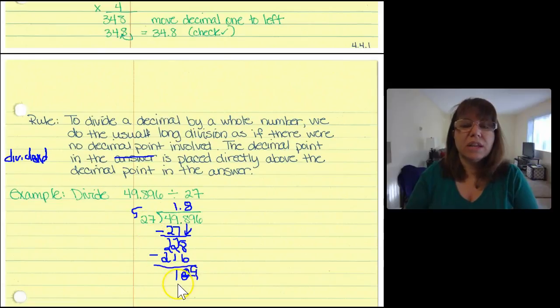Okay. 27 goes into 129. Let's try 5 times. 5 times 7 is 35. That would be too much because 5 times 2 is 10 plus 3 is 13. That's too much, so it's got to be 4. 4 times 7 is 28. Carry the 2. 4 times 2 is 8 plus 2 is 10. 9 minus 8 is 1. 2 minus 2 is 0. All right, bring down the 6.